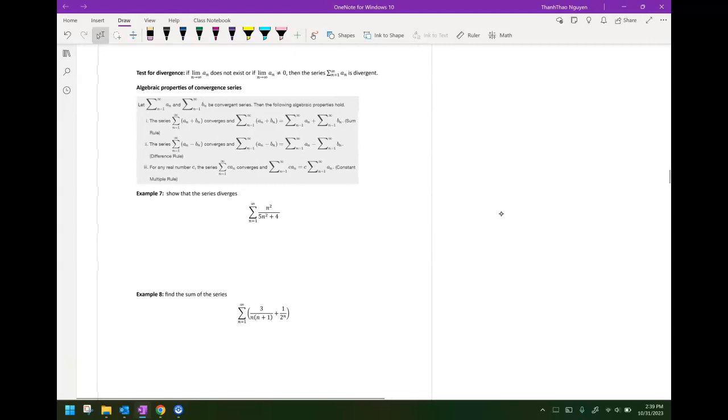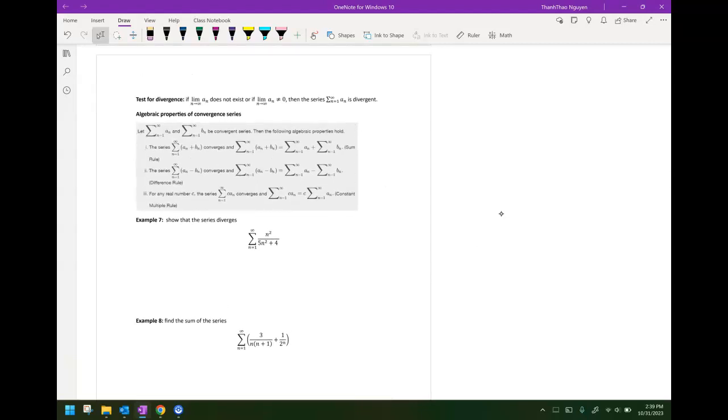Test for divergence. If the limit as n approaches infinity of a sub n does not exist, or the limit exists but is not equal to 0, then the series of a sub n is divergent. And we have algebraic properties for convergent series. The sum of two convergent series is convergent. The difference of two convergent series converges, and since it is a sum, we can always factor out a constant.